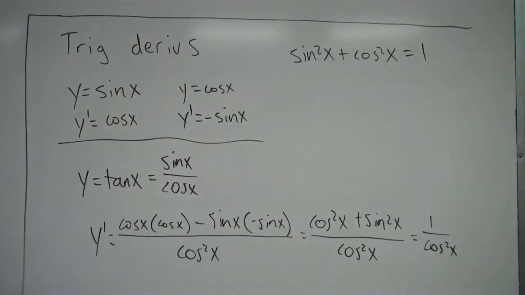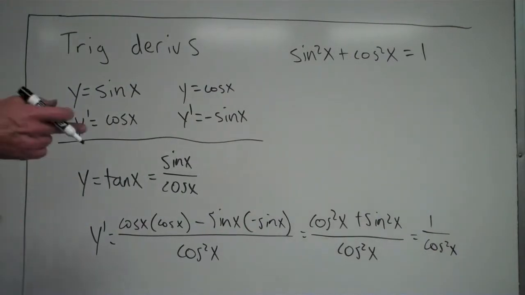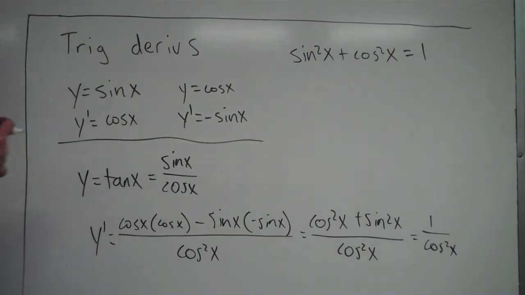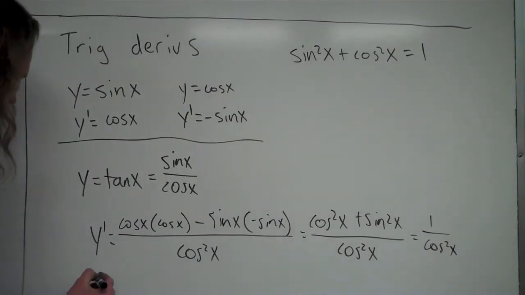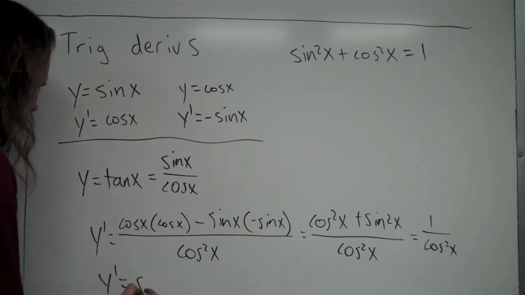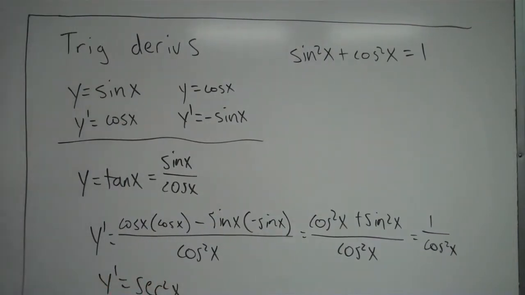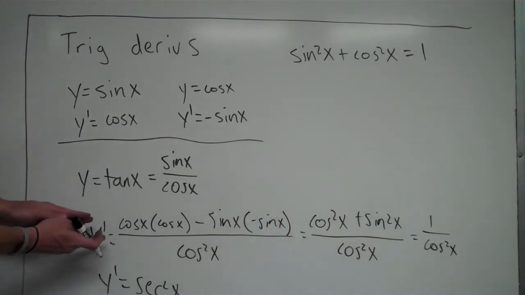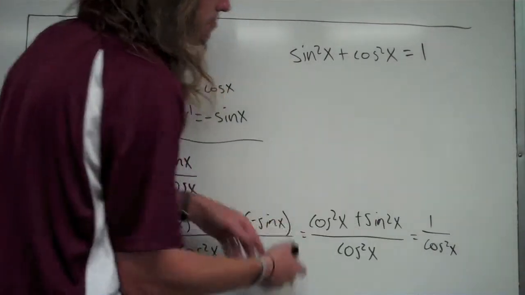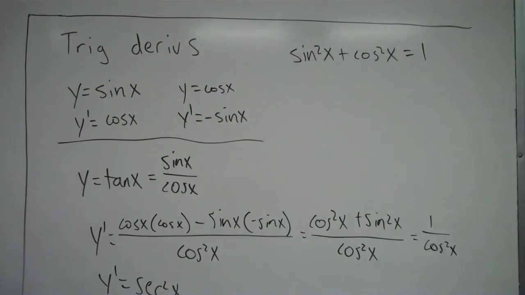Okay? And 1 over cosine is the same thing as secant, so I can rewrite 1 over cosine squared as secant squared. So I will end up getting that y prime is equal to secant squared. Again, up here, technically this was the derivative, but I just manipulated it to get it a little bit simpler, and therefore I got that the derivative of tangent is equal to secant squared. So, just use the quotient rule for that and got that derivative.